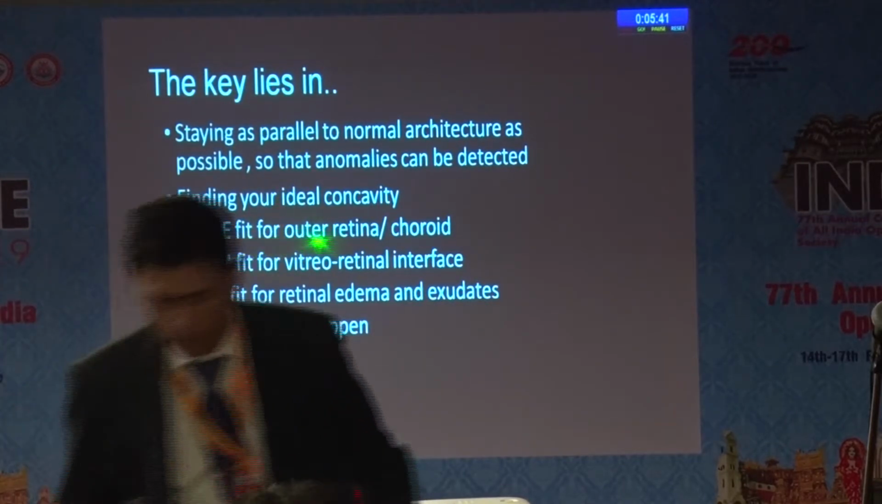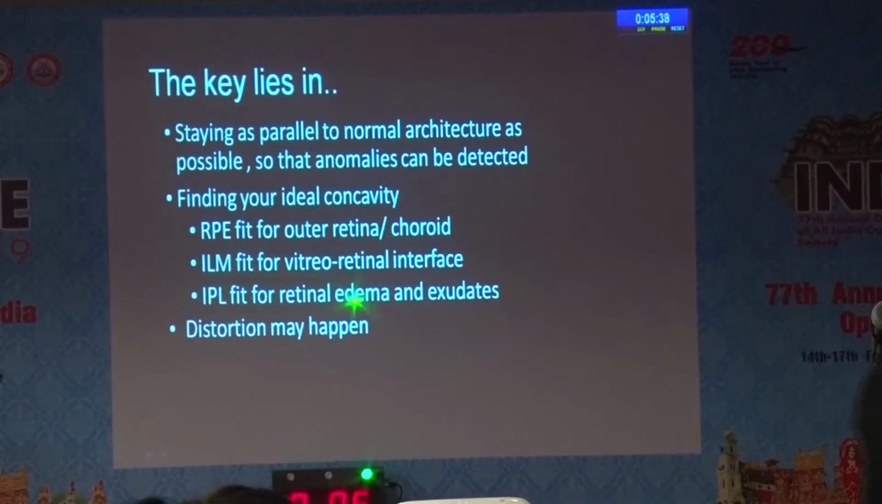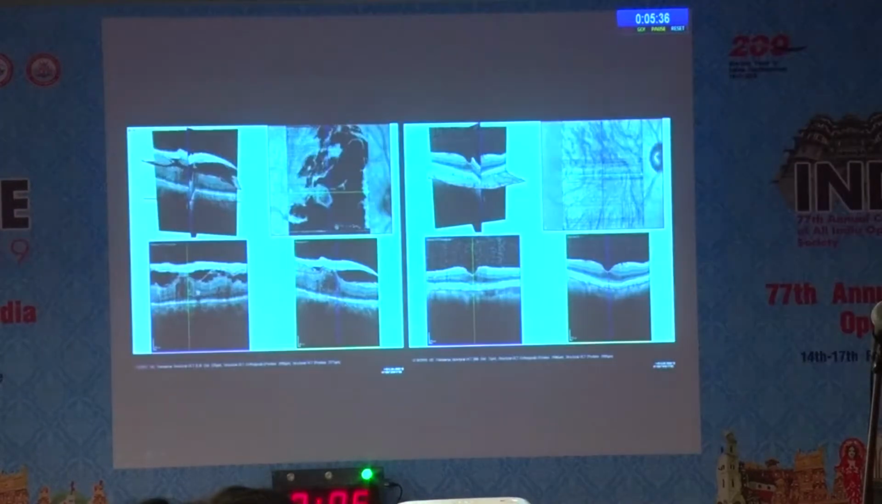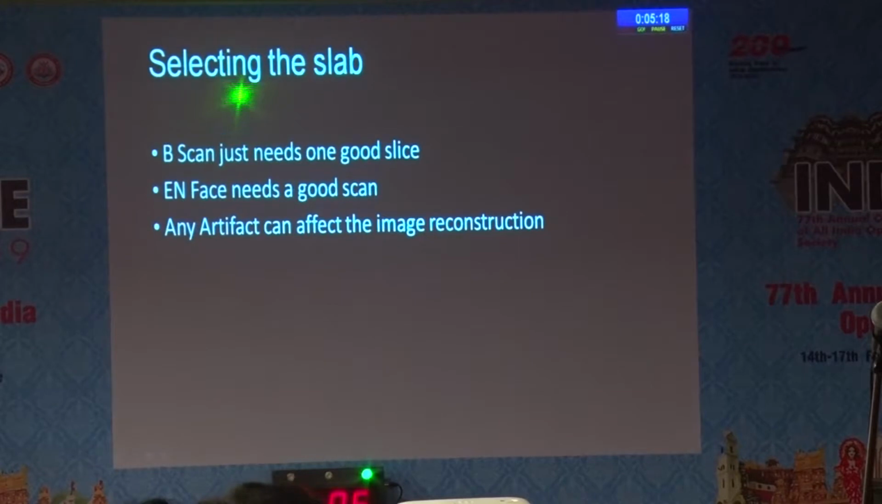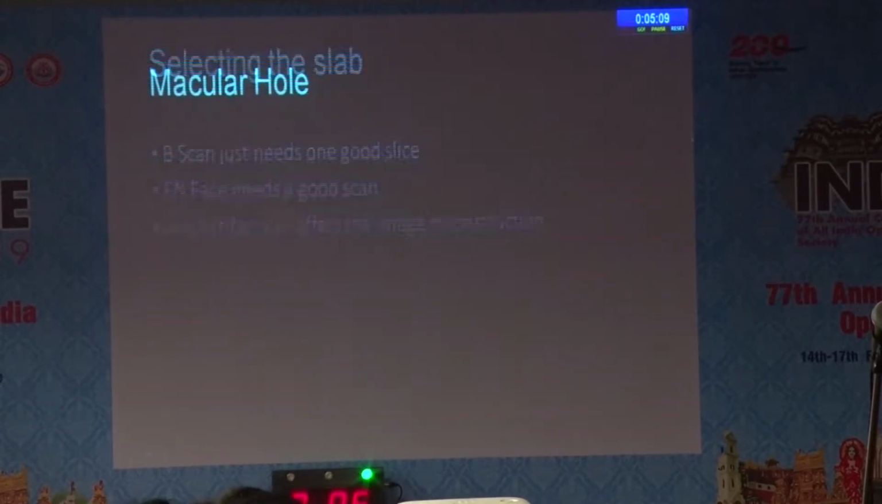It is the RPE fit if you want to study the outer retina, and the ILM fit if you want to study the vitreoretinal interface. If you want to study the vitreoretinal interface, you have to have your cuts going through the scar tissue. And if you want to study the pachychoroid, it has to be parallel to the RPE and displaced downwards into the choroidal vessels. And here you can see the pachychoroid vessels excellently well on an en-face image. But this is important. An OCT B scan needs only one good slice, but an en-face needs a good scan throughout.